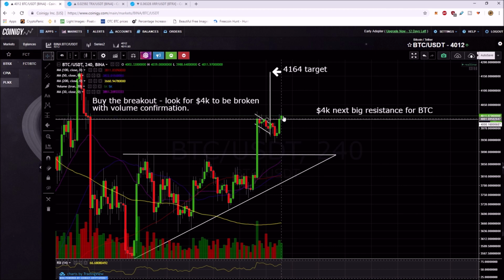It's really important that, obviously Bitcoin, the 4-hour candle actually did open, and hopefully we needed to close above 4,000 for confirmation of this breakout.